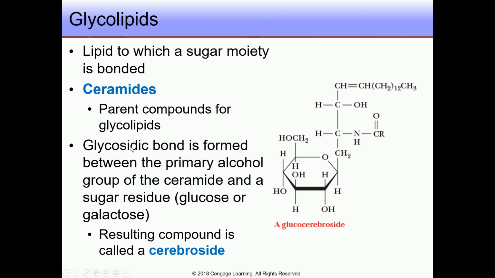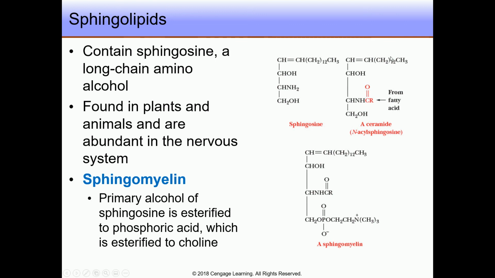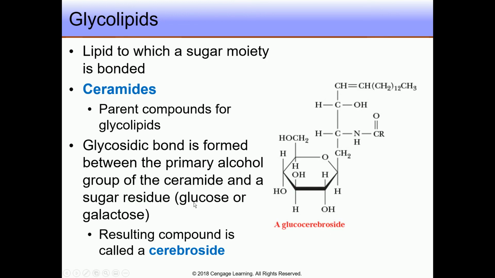A glycosidic bond is formed between the primary alcohol group of the ceramide and a sugar residue, which can be glucose or galactose. If we go back here, you can see this is ceramide, which is basically sphingosine with this amino group, to which the fatty acid is attached, and here is the hydroxyl group. At this point the sugar is attached, and that becomes a cerebroside. Because the sugar attached here is glucose, this is called glucocerebroside.